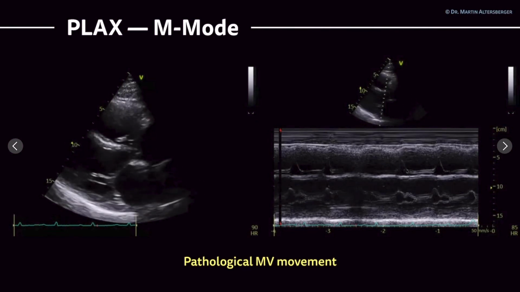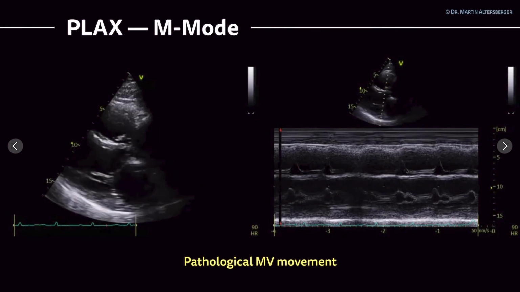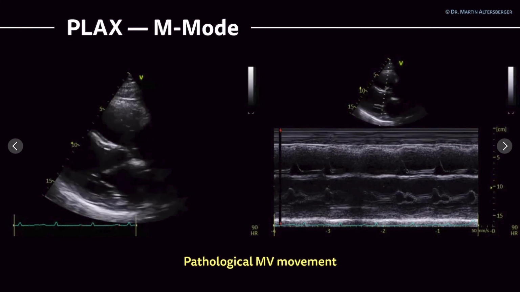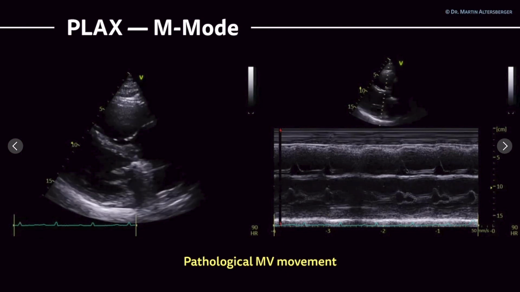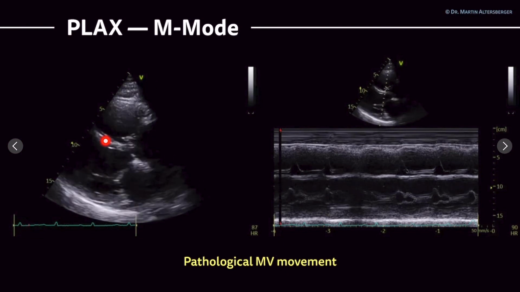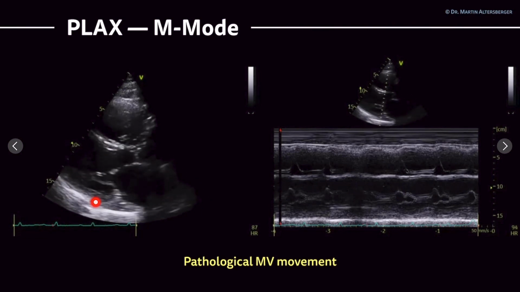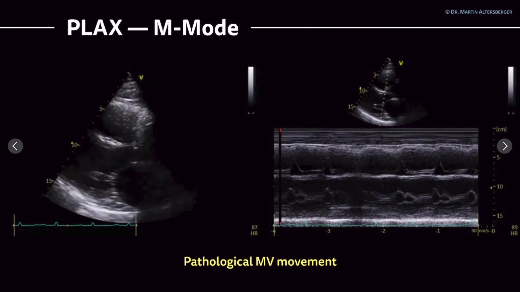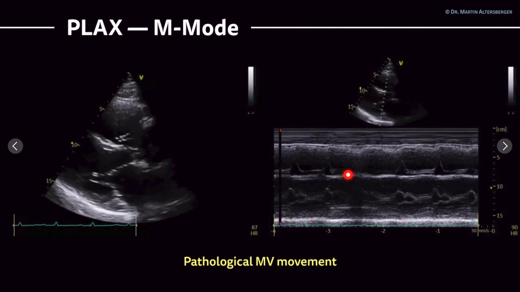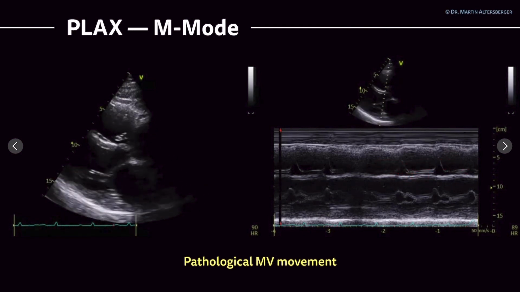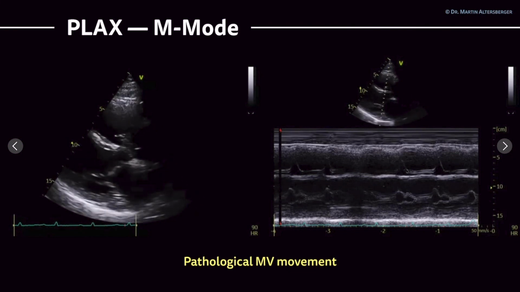We can also use the parasternal long axis view and M-Mode to display the mitral valve. So here you see the mitral valve, this is the aortic valve to a certain degree, this is the tricuspid valve already, the interventricular septum, the right ventricle, the left ventricle, the left atrium, this is the pericardium, and this can be seen also in this M-Mode study. You see here the pericardium, this is the interventricular septum, this is the right ventricle, so you also see the tricuspid valve moving, but we can focus here on the mitral valve, and this is definitely a pathological movement.